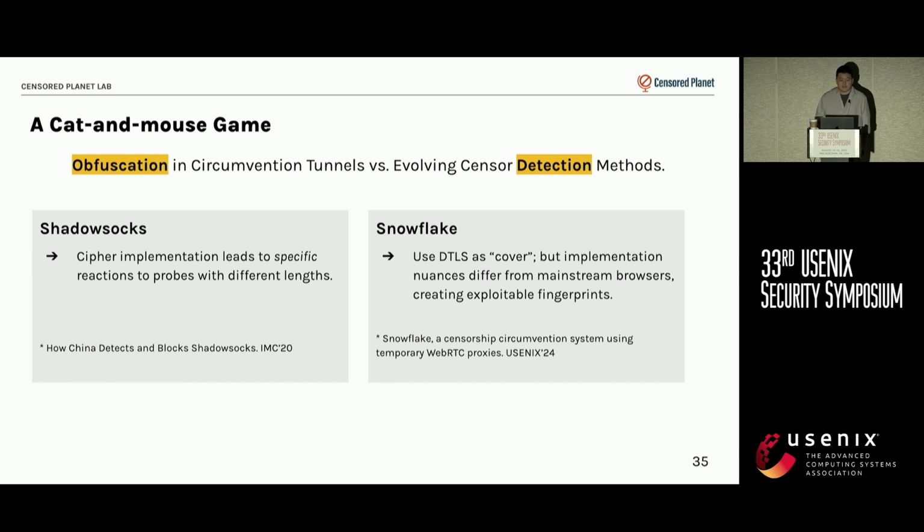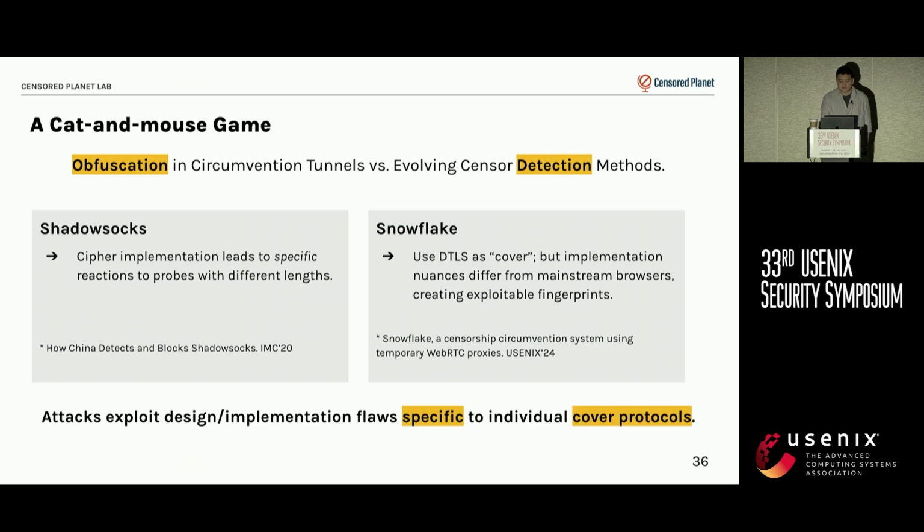For example, censors were able to fingerprint Shadowsocks by sending special probes and observing the specific reaction from a Shadowsocks server. Or consider Snowflake, which David just mentioned. Snowflake was detected based on how it implemented DTLS as its cover, which differed only slightly from mainstream browsers, but created unique and subtle fingerprints. These are just two examples out of many documented fingerprinting attacks that all exploited design or implementation flaws specific to each of these cover protocols.